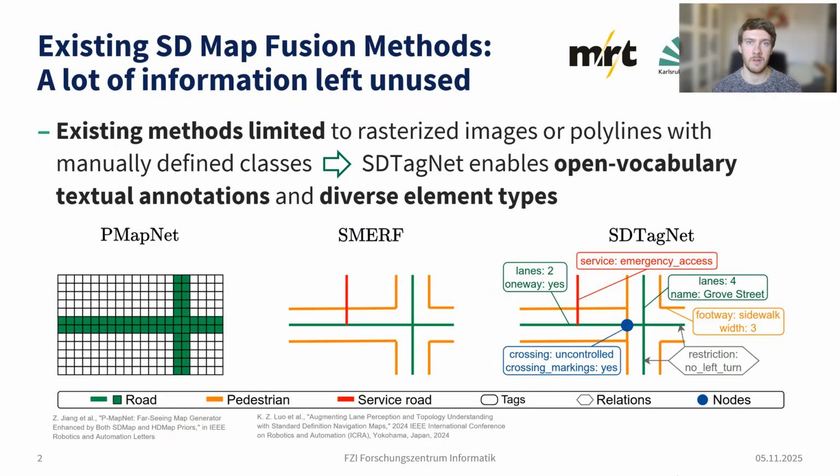And each element also has a set of quite detailed textual annotations that contain, for example, the number of lanes, whether this is a one-way road, the width of the road, etc. And this information is not really used at the moment.